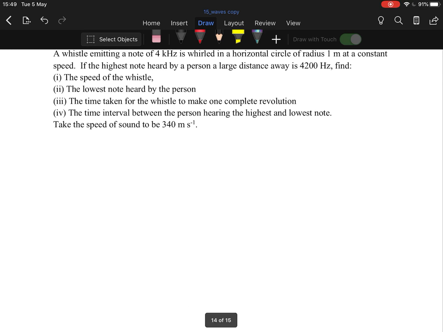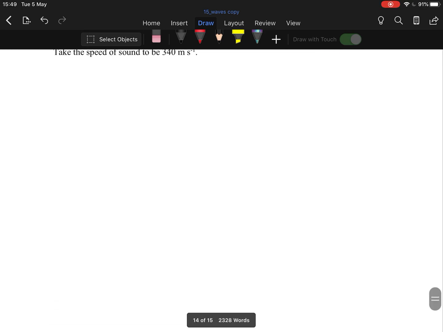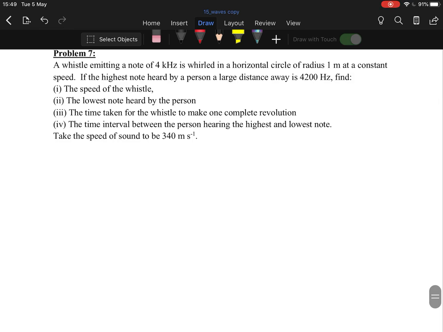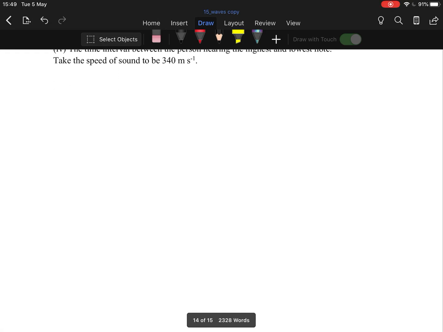Now we get to a more difficult one. I'm going to read the question out, then roll it up because I need all the space here for this. A whistle emitting a note of 4 kilohertz is whirled in a horizontal circle of radius 1 meter at a constant speed. If the highest note heard by a person a large distance away is 4,200 hertz, find, number 1, the speed of the whistle. Number 2, the lowest note heard. Number 3, the time taken for the whistle to make 1 complete revolution. Number 4, the time interval between the person hearing the highest and lowest notes. Speed of sound to be 340. You can always reverse the video back to get all the information.